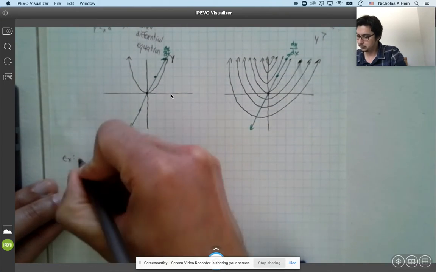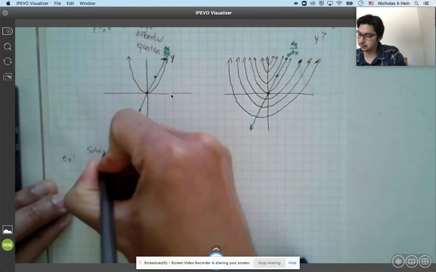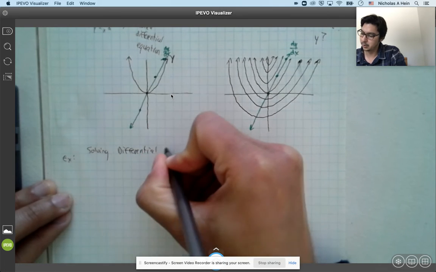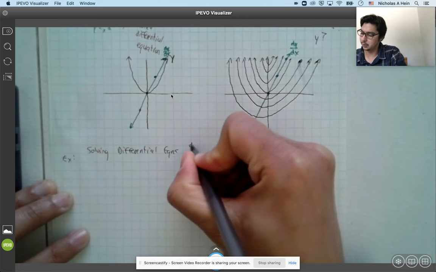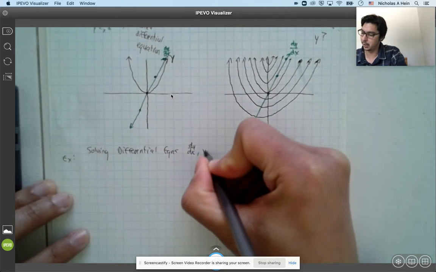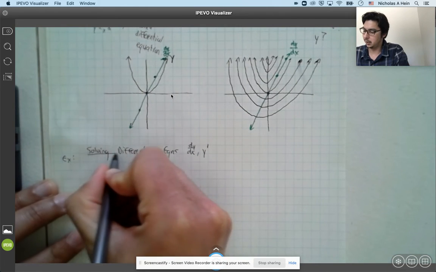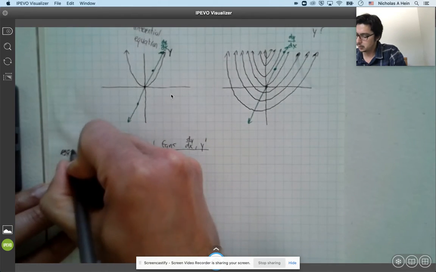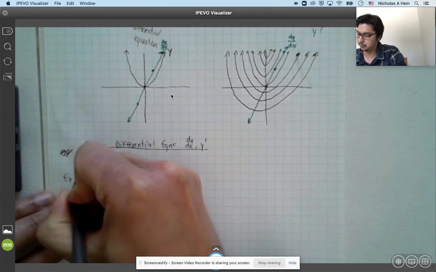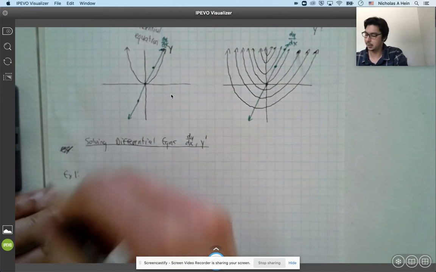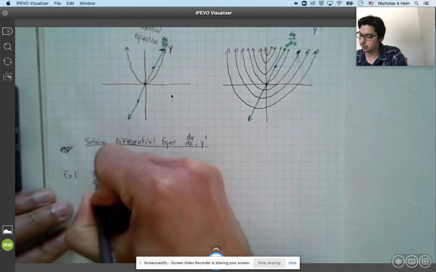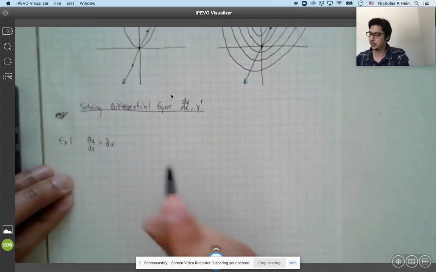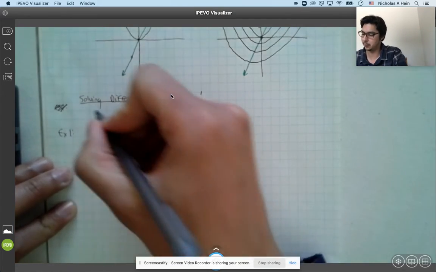All right. So solving differential equations, which again, that's your dy dx or your y prime, depending. Just recognize both formats there, okay? Example 1. Let's do dy dx equals 2x, the problem that I just left off with, so we can make sense of that visual. All right, so we're going to solve for y.